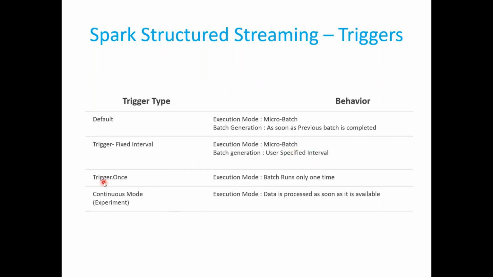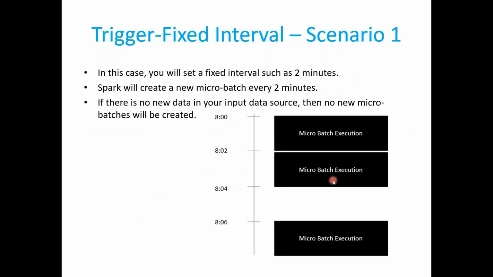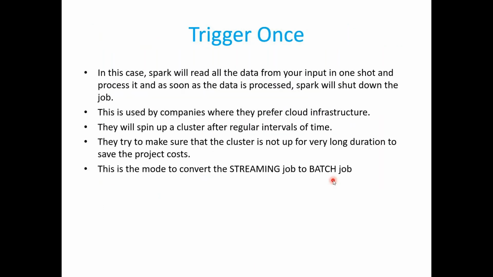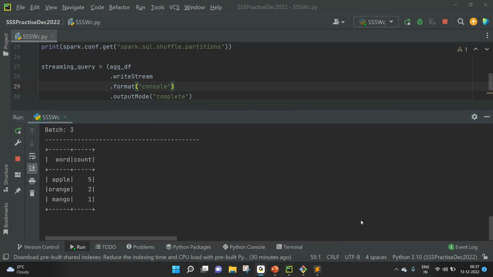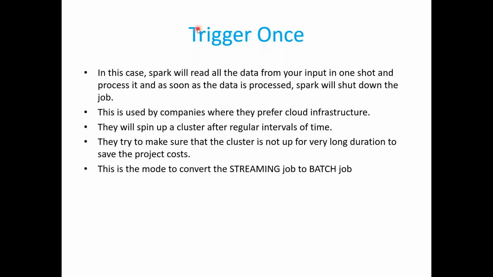Then the third one is trigger once. So basically, the batch runs only one time. I have seen one interview question here: how do you convert your streaming job to a batch job? The answer is trigger once, because these are all valid, real-time interview questions that I and some of my students have faced. And the good thing is there won't be many complex questions in Spark Structured Streaming. Whatever we have discussed in the previous session and today's session is more than enough. So coming to the interview question on trigger once, how do you convert a streaming job to a batch job? The answer is trigger once.